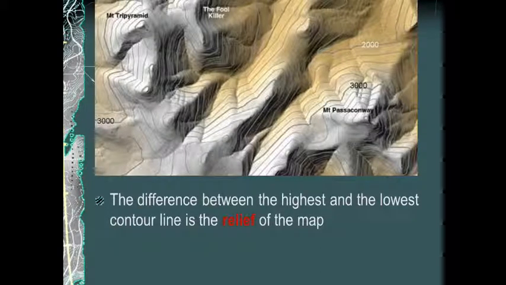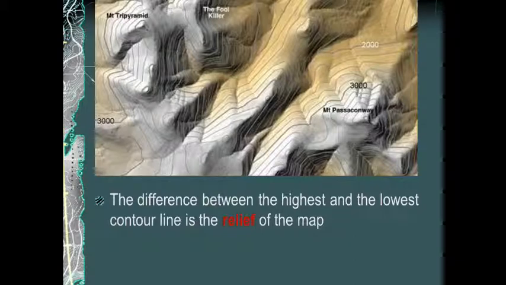All right, next big word that we have is relief. Relief is the difference between the highest point and the lowest point shown. So the highest minus the lowest, and that's relief. So the difference between the highest point and the lowest point.